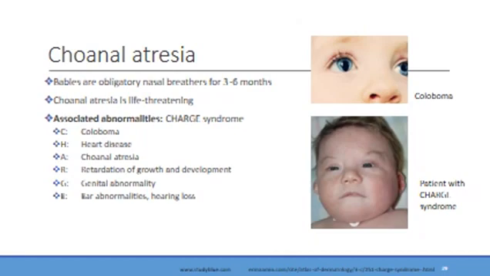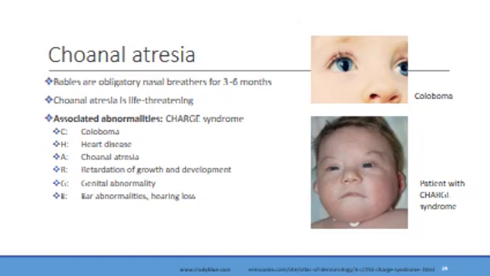Choanal atresia is a developmental problem affecting the nasal airways, and it can be membranous or bony. And as babies are obligatory nasal breathers for the first 3 to 6 months of life, this is a life-threatening condition and basically a medical emergency. It is important to diagnose this as soon as possible after birth, and then to also look for associated abnormalities as described by the CHARGE syndrome acronym.